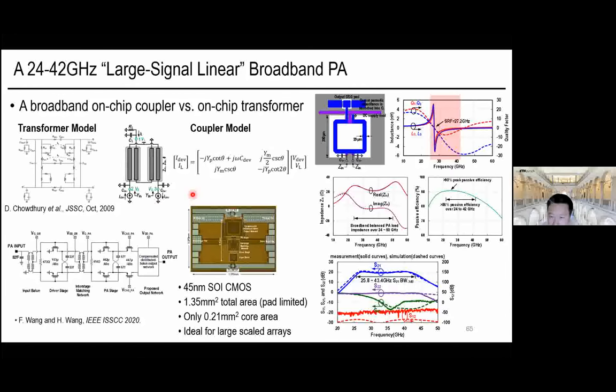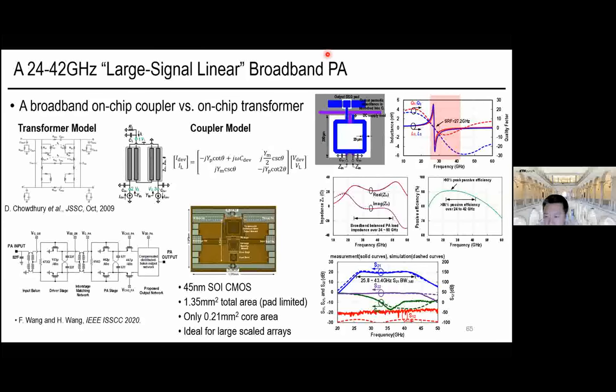I will not go through the details here, but the resulting design looks like a transformer, but is actually not behaving as a transformer. You can see the trace, when we model it using a coupler, we can allow the width to be very wide, 29 microns. If we model this as a transformer, the self-resonant frequency is only 27 gigahertz, and certainly not useful for something like even 240 gigahertz.